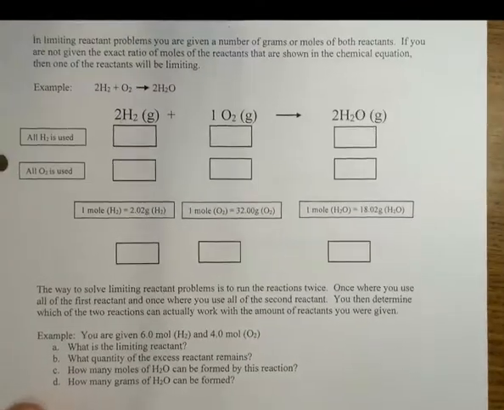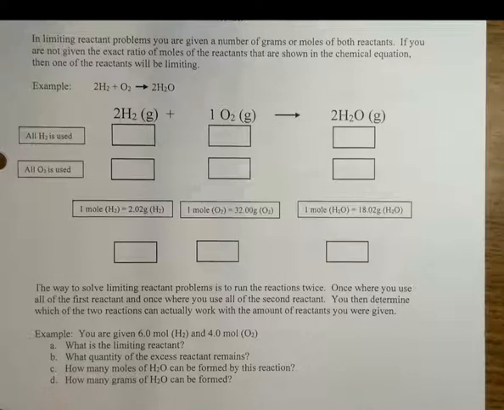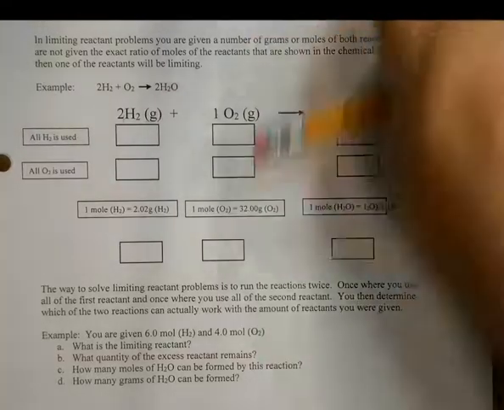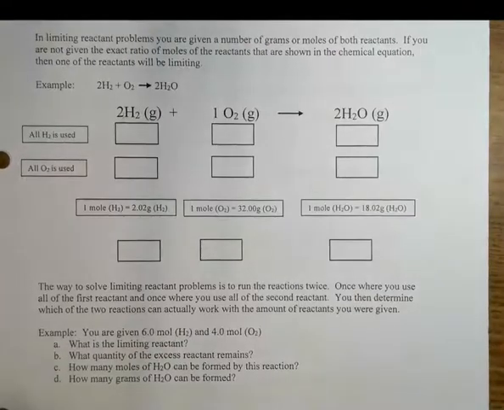Okay, so the way to solve limiting reactant problems is to run the reactions twice. Once where you use all of the first reactant and once where you use all of the second reactant. You then determine which of the 2 reactions can actually work with the amount of reactants you were given. So let's look at this example.